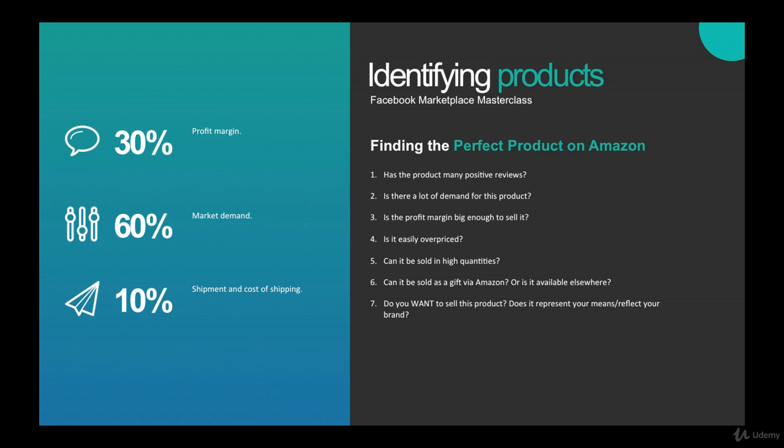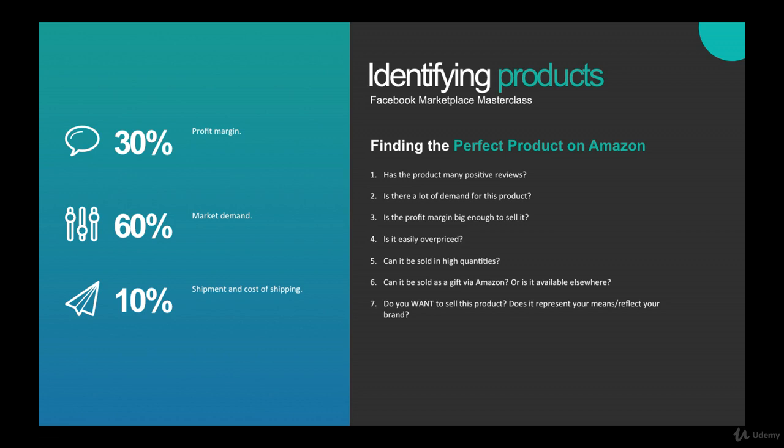So I want to give you 7 questions that I want you to answer. I want you to ask yourself these questions. And if you answer these questions, you will definitely have a very good outline to find proper products on Amazon. So the first question is, does the product have many positive reviews? This is all about the so-called social proof.